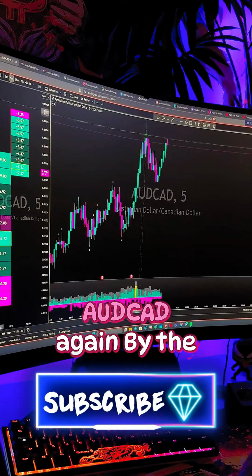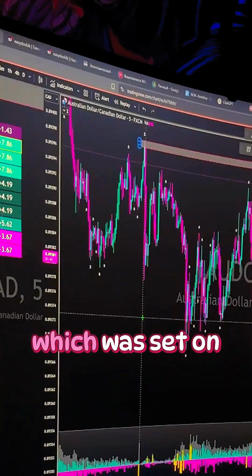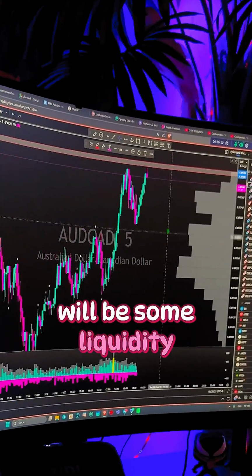Alright, let me check AUD CAD again. By the way, we've practically already reached that maximum, which was set on a very high volume, as you know. So in any case, there will be some liquidity preserved.